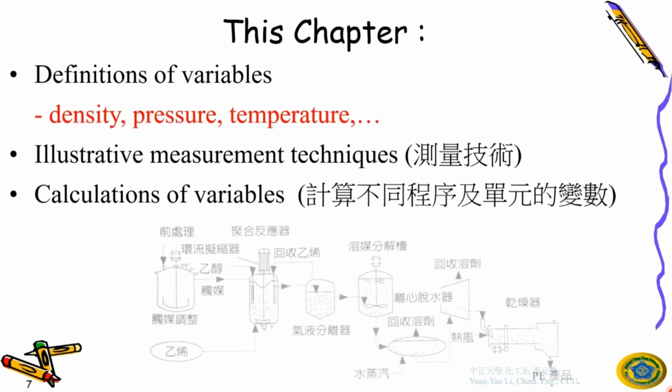Right. So this chapter is about the definition of the variables. I want you to know how to measure the temperature, how to measure the pressure, how to calculate the concentration. What tool do you want to use to measure the temperature? What's the tool you want to use to measure the flow rate? What's the tool you want to use to measure the concentration? And then you need to know that we want to do the calculation of the variables. Okay.